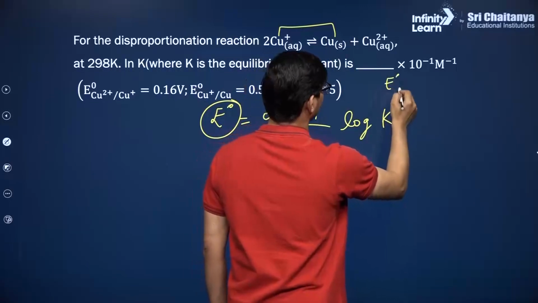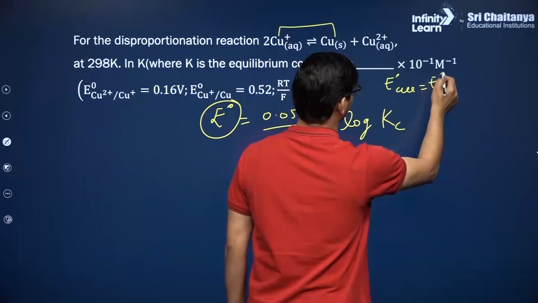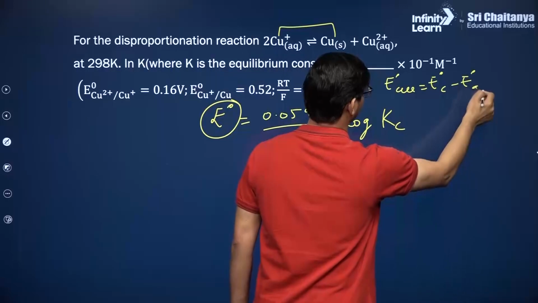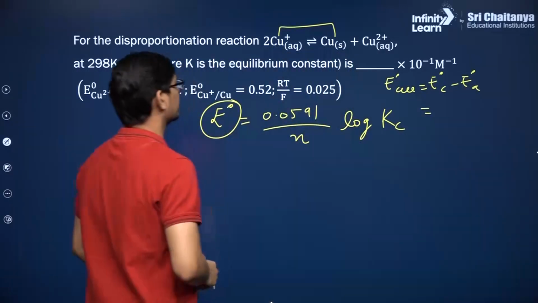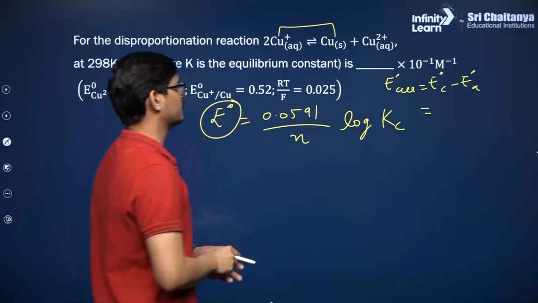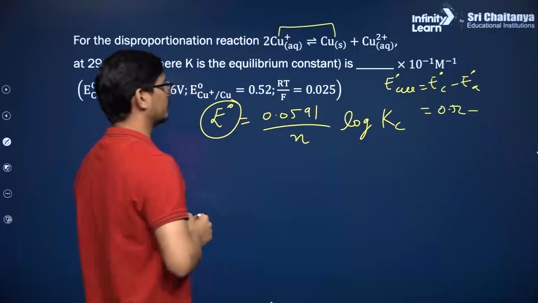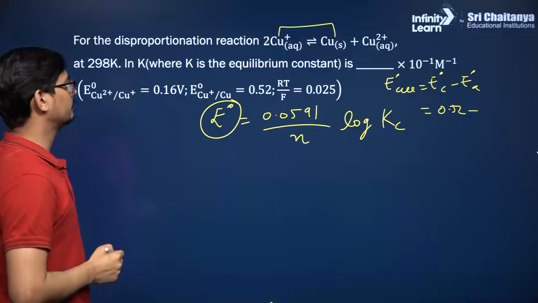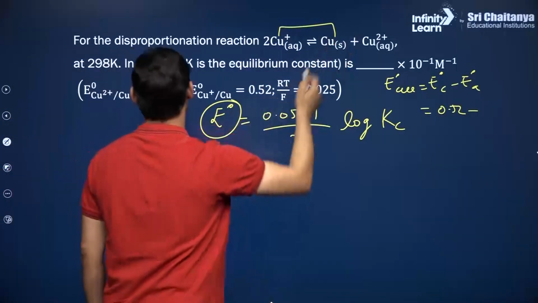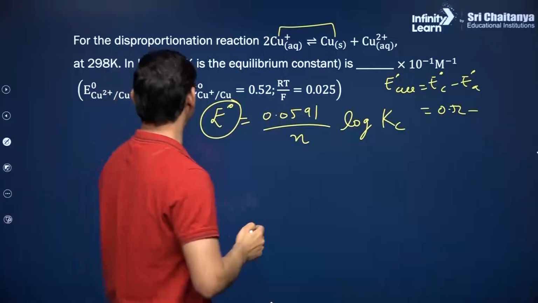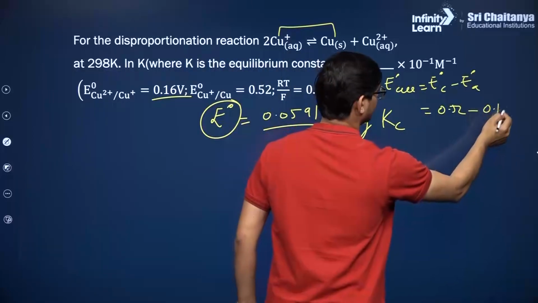So we know that E naught cell is E naught cathode minus E naught anode, right? E naught cathode is copper plus 1 to 0, which is given to be 0.52. Right, and E naught anode is this plus 1 to plus 2, which is given to be 0.16, right? So this is pretty easy.